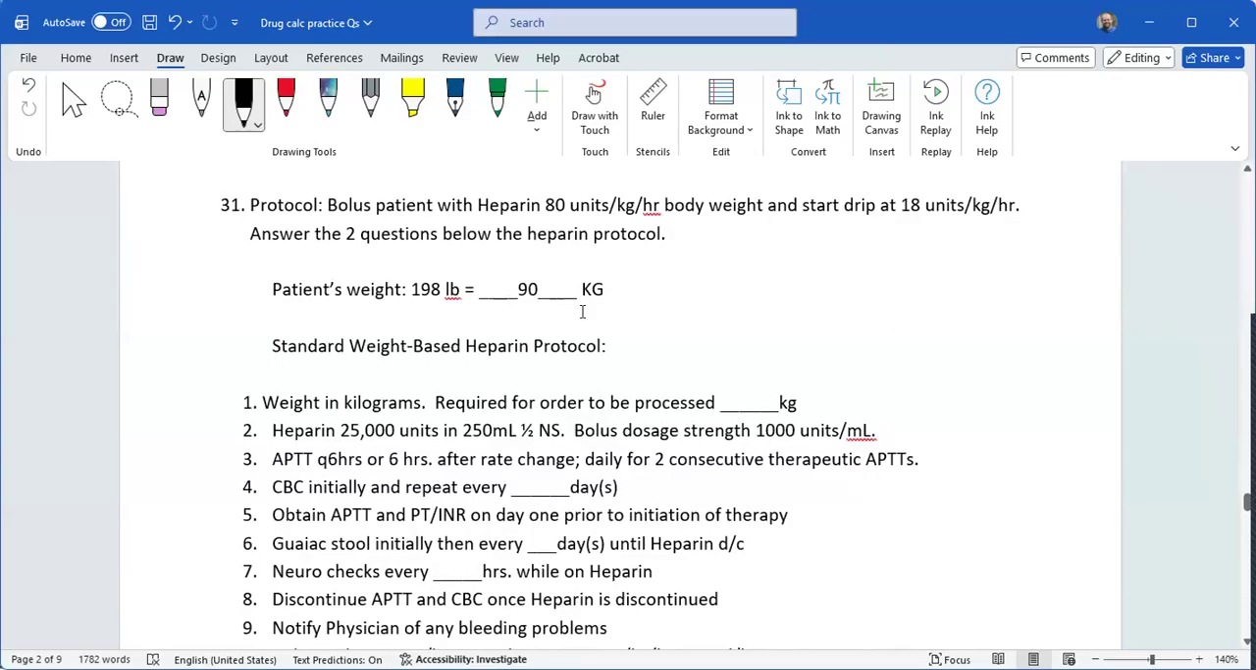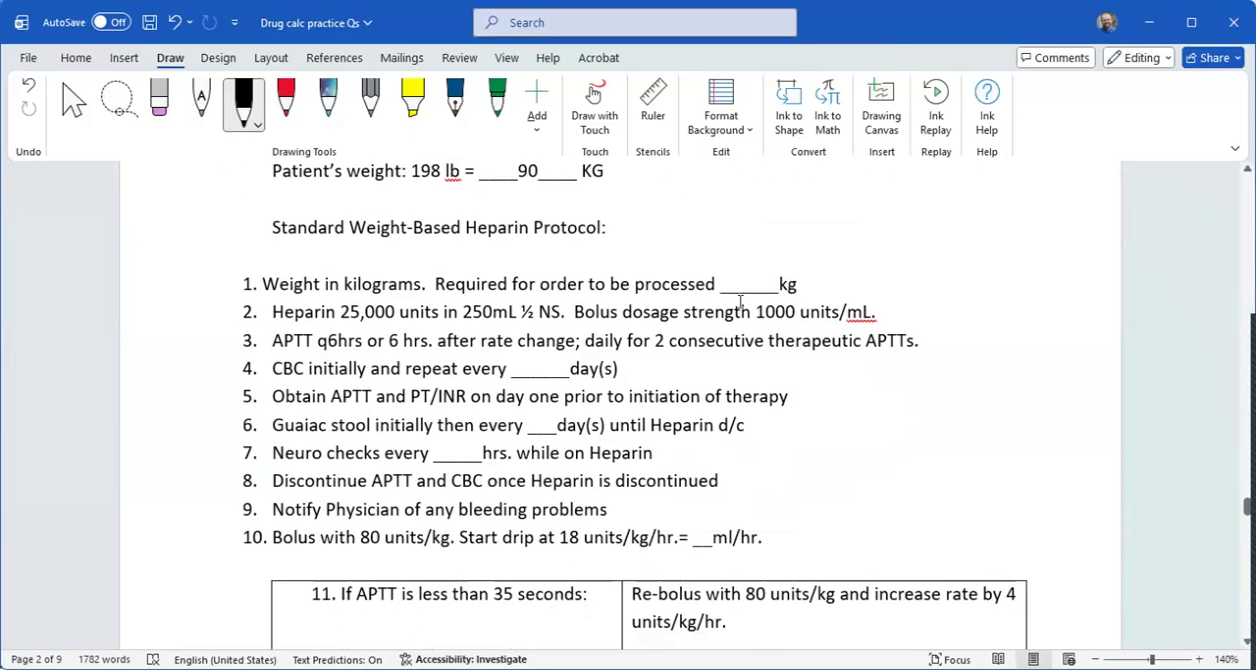So it starts off by already giving you the patient's weight in pounds, and then they converted it to kilograms. So we're just going to work with the 90 kilograms just to be on the safe side. 198 divided by 2.2 is exactly 90.